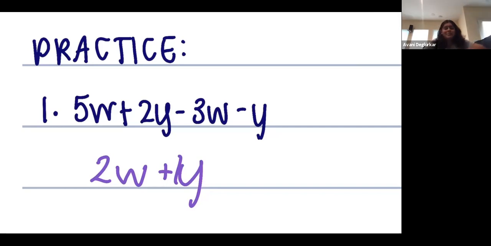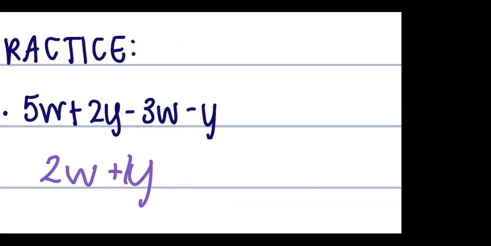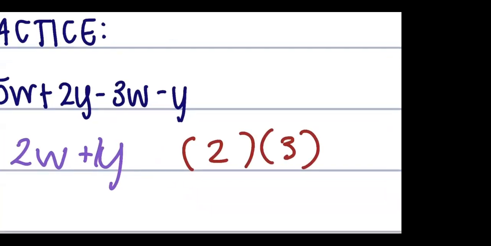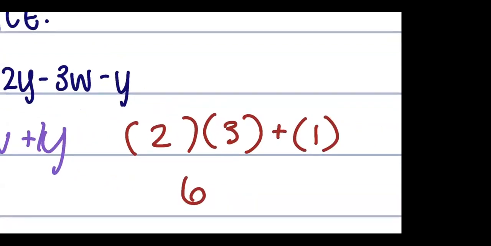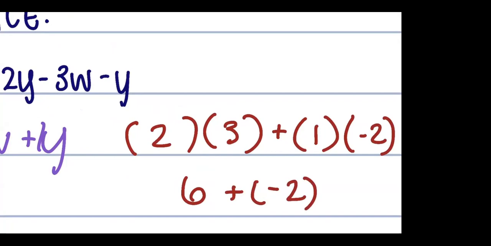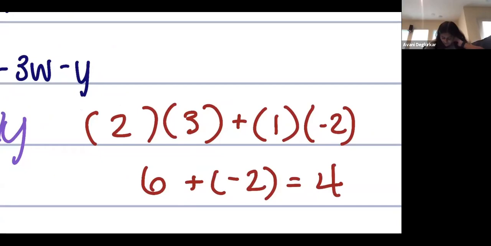Apollo, you can explain. Okay, so since we already know the simplified equation is 2W plus Y, so it'd be 2 times 3 equals 6, and then 1 times -2 is -2, so the 6 plus -2 would equal 6 minus 2, which equals 4. Yeah, correct. Good job.